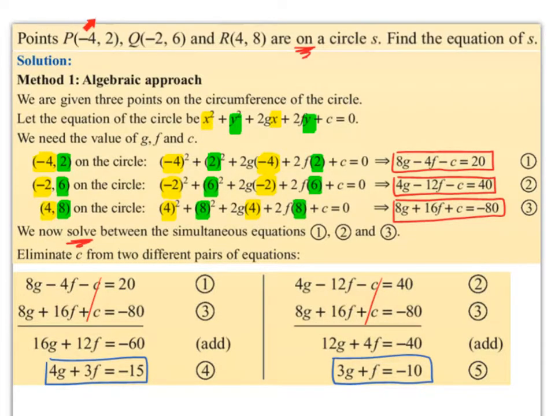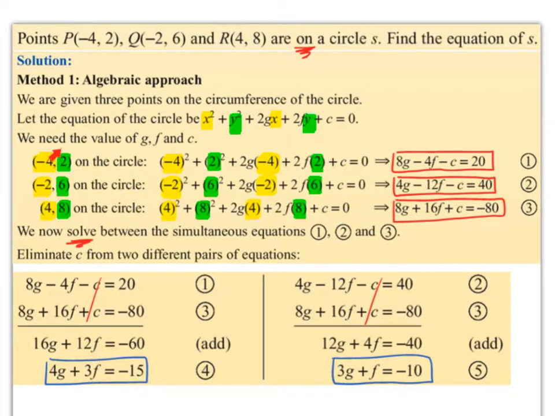Points P(−4, 2), Q(−2, 6) and R(4, 8) are on a circle S. This is important, that they are on the circle. Find the equation of S, the circle. Method 1, algebraic approach. We are given 3 points on the circumference of the circle. Let the equation of the circle be x² + y² + 2gx + 2fy + c = 0. We need to find the values of g, f and c.